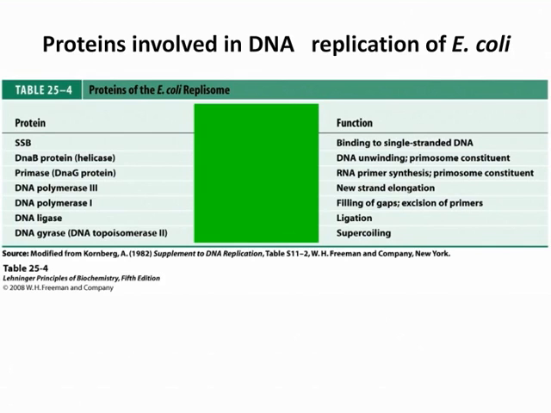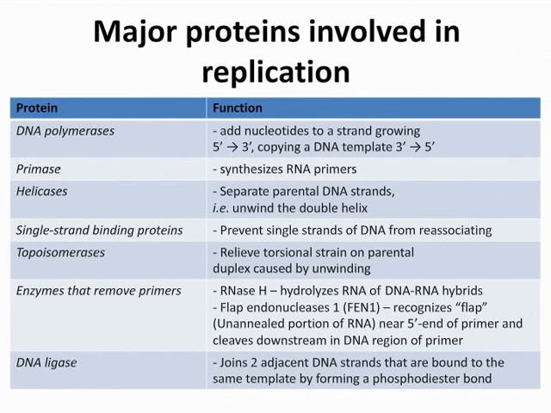And then DNA gyrase, also known as topoisomerase 2, is going to relieve the torsional strain. Here again is just another table, very similar to the one we just looked at. So be sure to know those different proteins and their functions.